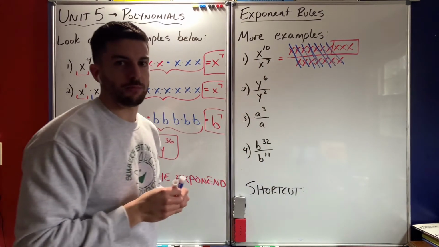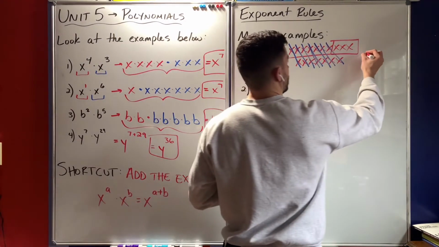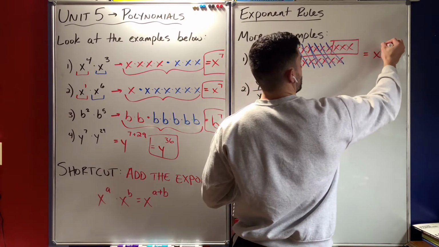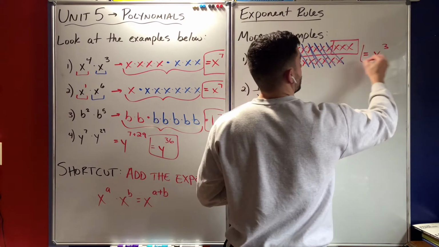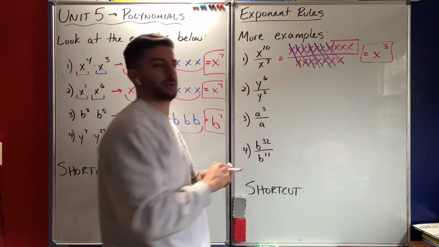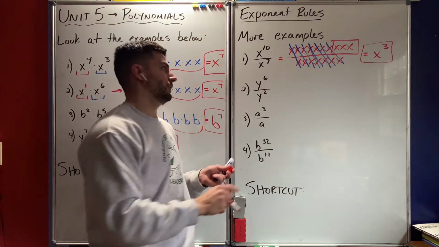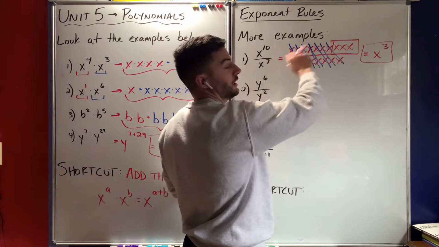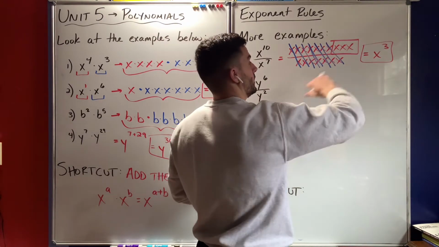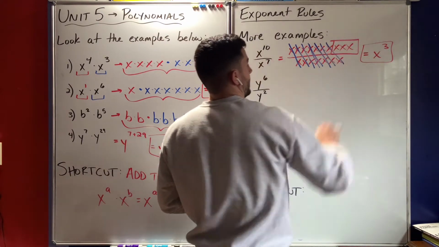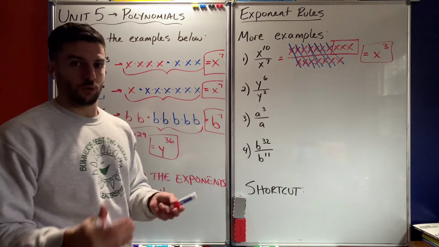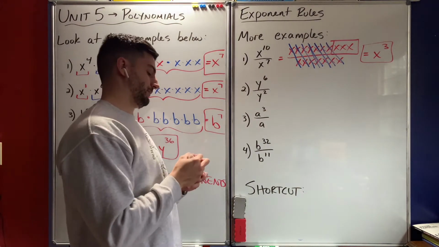3 x's on the top. Or again, how could I write that in the exponent version? X to the 3rd power, right? Again, I didn't write all the little multiplication signs in there, but it would be there. 10 x's multiplied together, 7 x's multiplied together. It'd cancel out, and I'd have left 3 x's multiplied together, or x to the 3rd, okay?